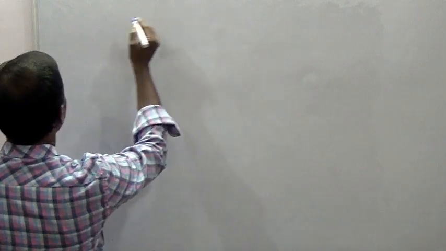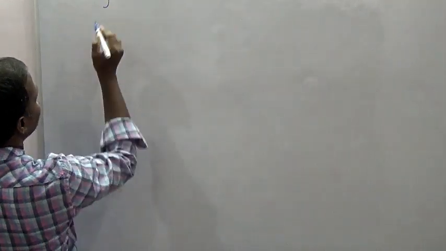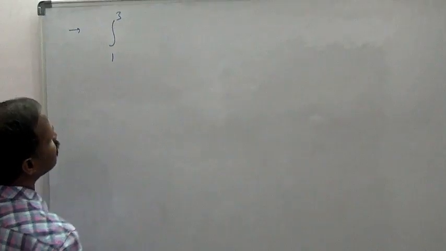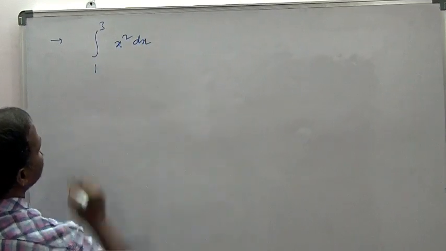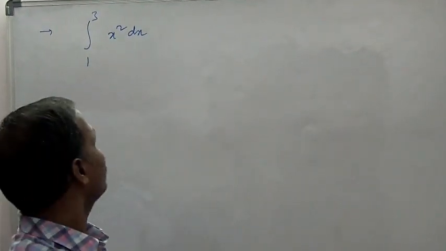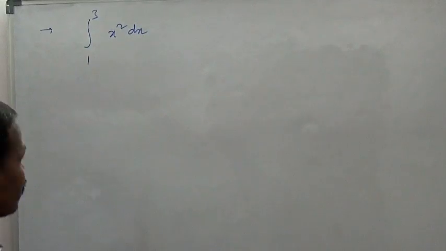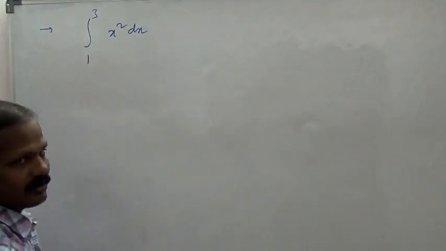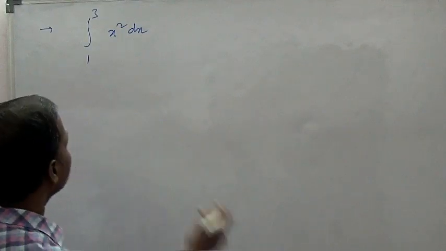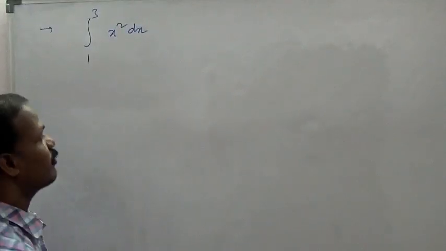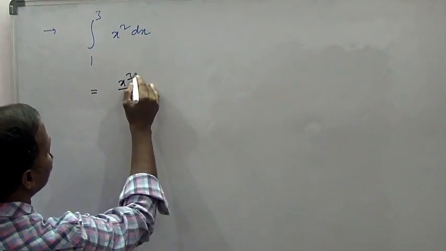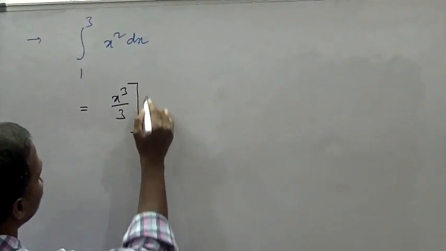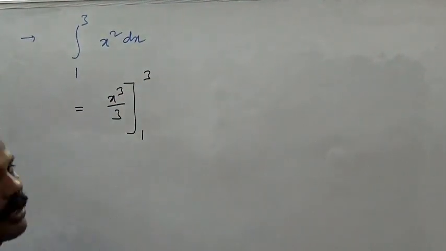Okay, so now we will give one example. Find the integral from 1 to 3 of x square dx. What is the integral of x square? In indefinite integration, we learned the integral of x square, which is of the form x power n. So this is equal to x cube by 3, from 1 to 3. This is the lower limit, this is the upper limit.